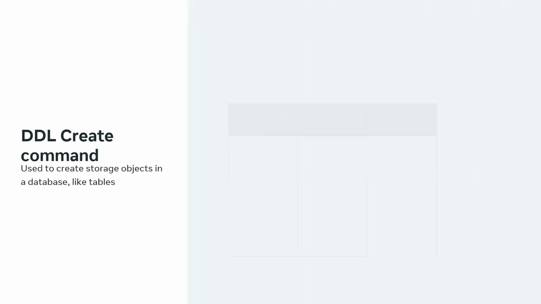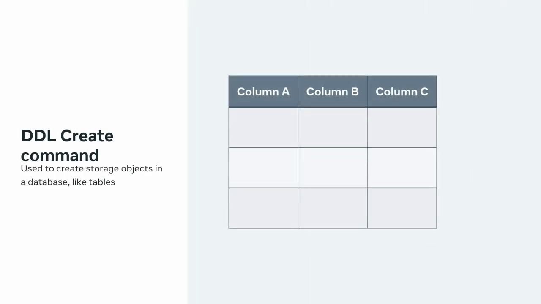DDL, as the name says, helps you define data in your database. But what does it mean to define data? Before you can store data in the database, you need to create the database and related objects like tables in which your data will be stored. For this, the DDL part of SQL has a command named create.